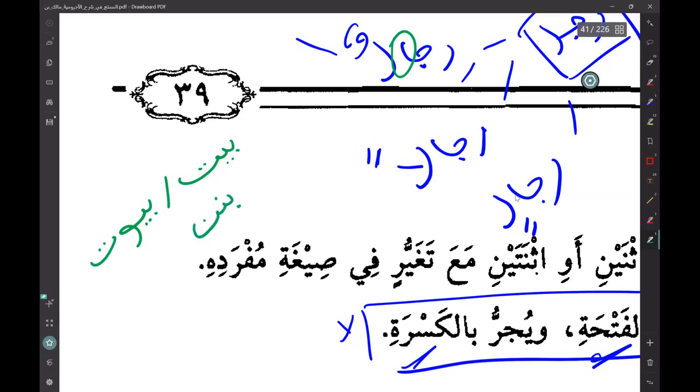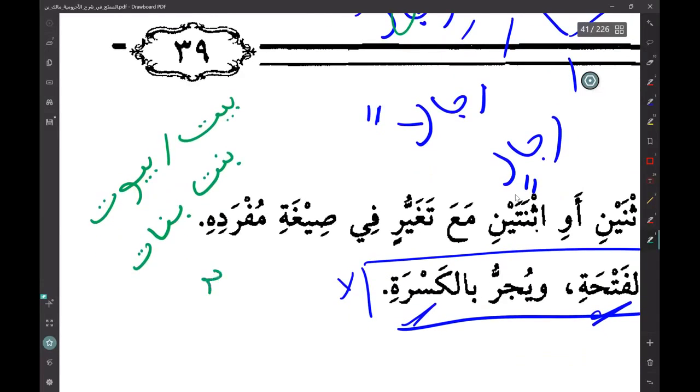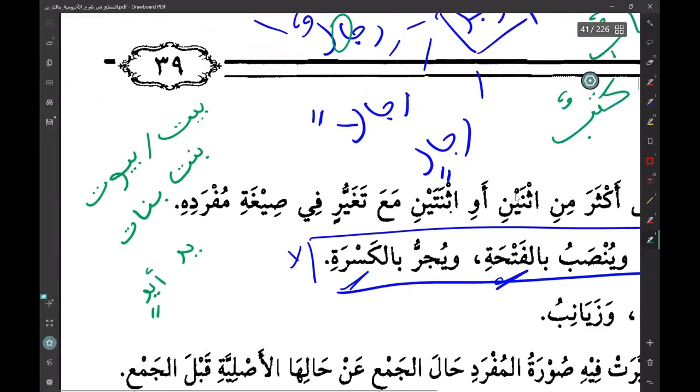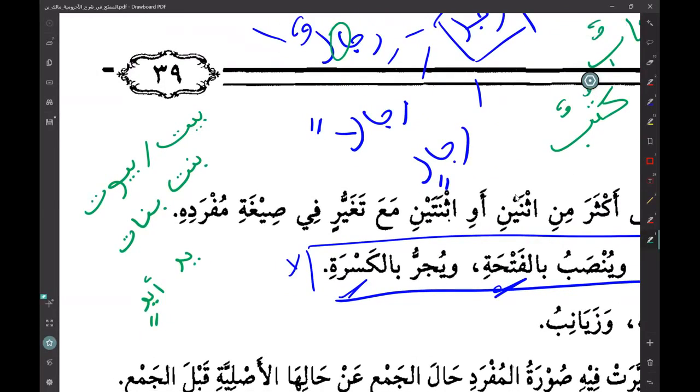Bint, banat. Is there any pattern? Yad, aidin. You see, it doesn't seem to follow anything. How do we know? It's not like in English where we just add s. Honestly, there are patterns, but the problem is the patterns are too many. There are probably 23 or 24 different types of patterns.